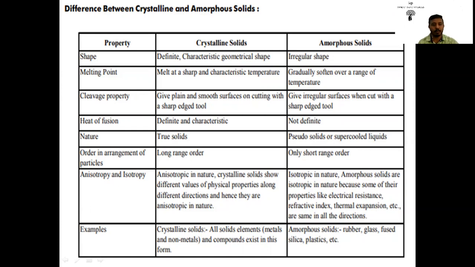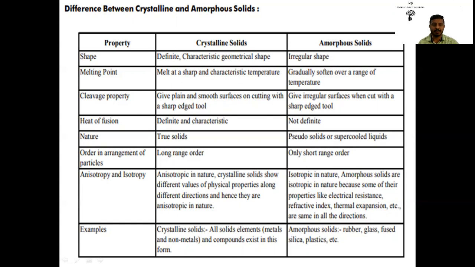Then if you go for melting point, crystalline solids have a sharp melting point, which means they melt at a sharp temperature. But amorphous solids melt gradually over a range of temperature. Cleavage property: crystalline solids give a plain and smooth surface on cutting with a sharp-edged tool, but amorphous solids give an irregular surface when cut with a sharp-edged tool. Heat of fusion: crystalline solids have a definite and characteristic heat of fusion, while amorphous solids do not have a definite heat of fusion.